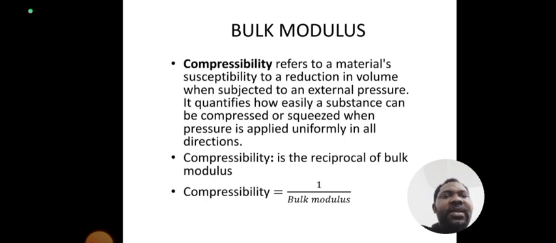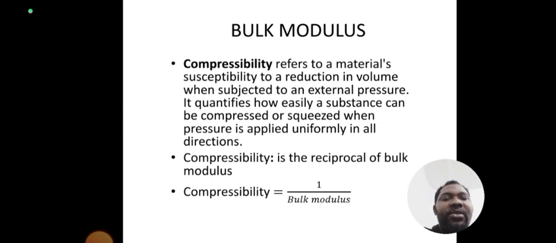Compressibility refers to a material's susceptibility to a reduction in volume. That means how susceptible a material is to reduction in volume when subjected to an external pressure. So when an external pressure is applied to a material, its susceptibility to compression is what we call compressibility. It quantifies how easily a substance can be compressed or squeezed when pressure is applied uniformly in all directions.